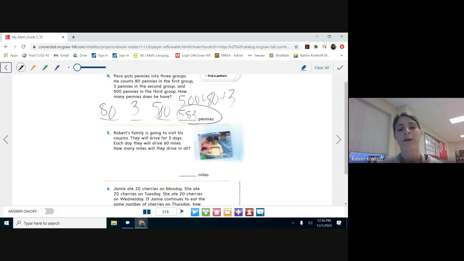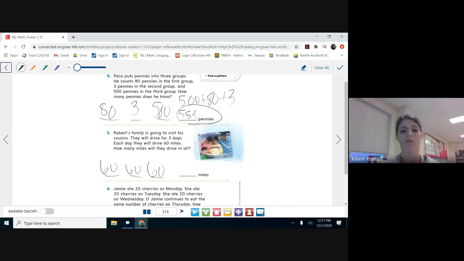Let's work through number 5. Robert's family is going to visit his cousins. They will drive for 3 days. So we're going to draw 3 lines. Each day they will drive 60 miles. So on day 1, they're going to drive 60 miles. On day 2, they're going to drive 60 miles. And on day 3, they're going to drive 60 miles. How many miles will they drive in all?